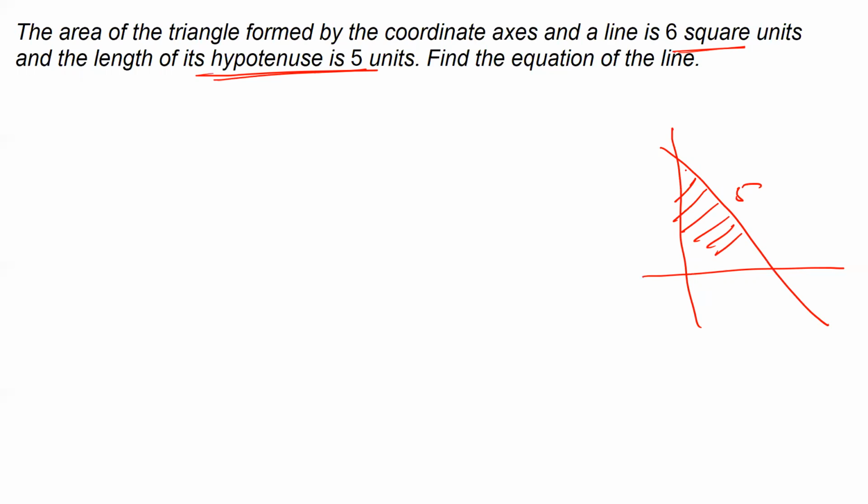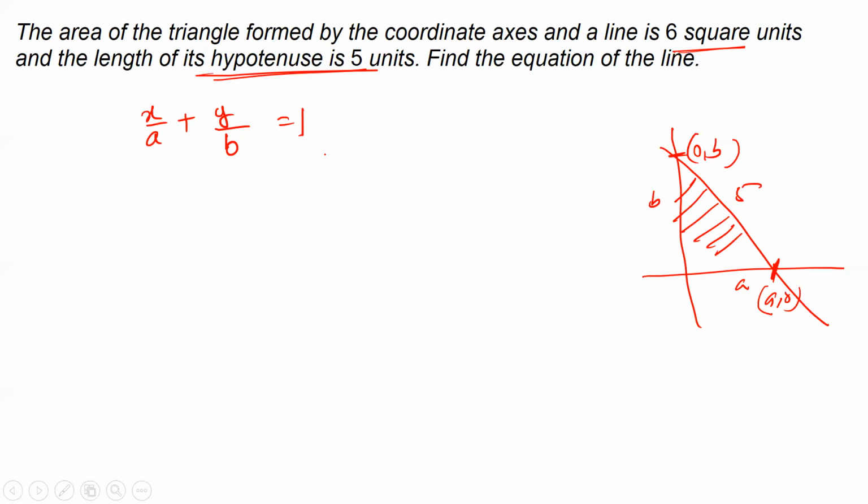And we are to find out the equation of the line. So assume that this x-intercept is a units and this y-intercept is b units. So what is this point? 0 comma b. What is this point? This is a comma 0, and we know that the equation then becomes x by a plus y by b is equal to 1. All we need to do is just find out the values of a and b, plug them in the equation, and we are done.